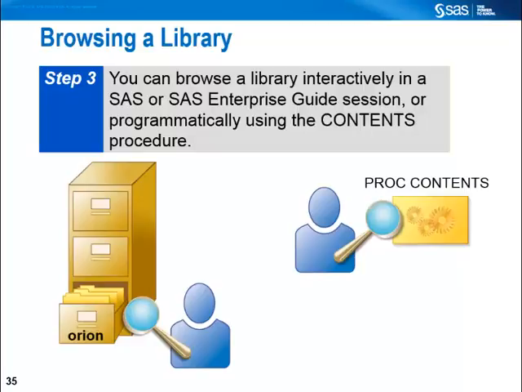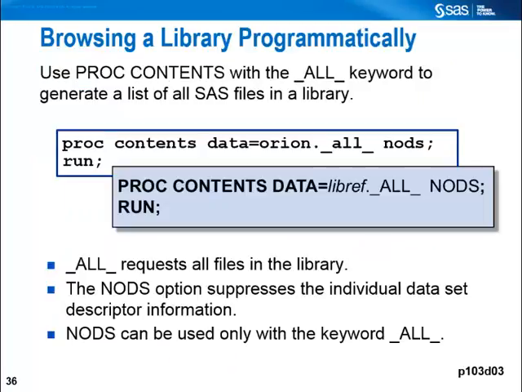Then how can we browse through it? That is step 3. We can browse a library interactively in a SAS or SAS Enterprise Guide session, or programmatically using the contents procedure. Browsing a library programmatically, we use proc contents with the _all_ keyword to generate a list of all SAS files in a library. Proc contents data equals orion._all_ nods; run. So that is a program.